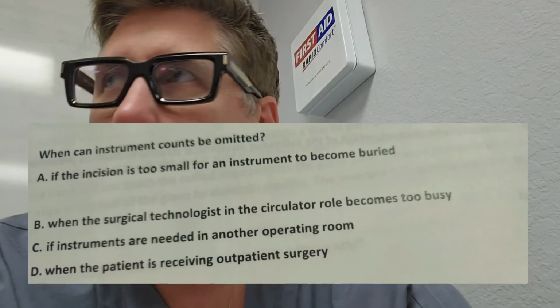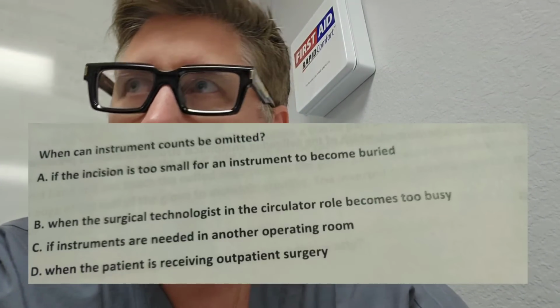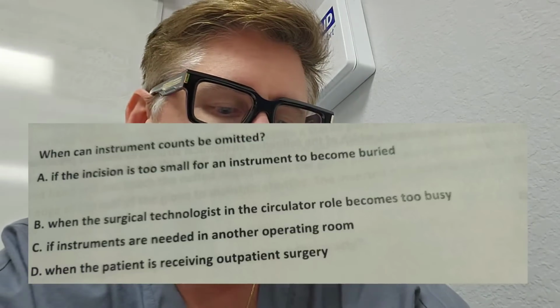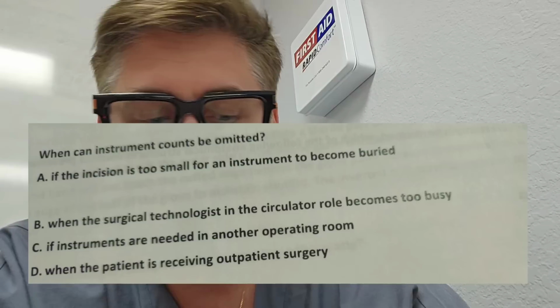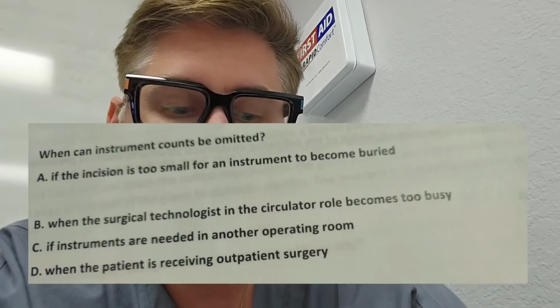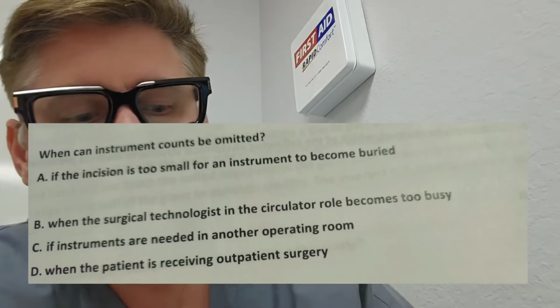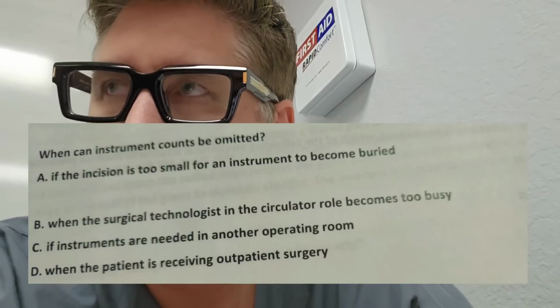Now, typically I tell students the only time you can omit a count is in an emergency. But in this case, A is your correct answer. If the incision is too small, you can omit a count. But I guess the key word is instruments. Instruments, not a soft count, not laps, not Raytec. So when instruments can be omitted, usually it's because you're doing laparoscopic, or they're not in a cavity, or you're not going to lose these instruments. So A is your correct answer on that.